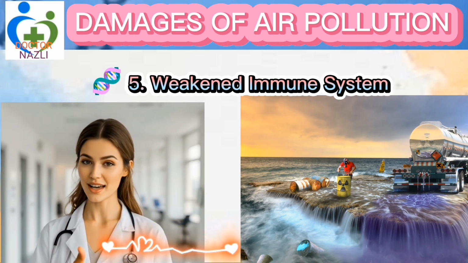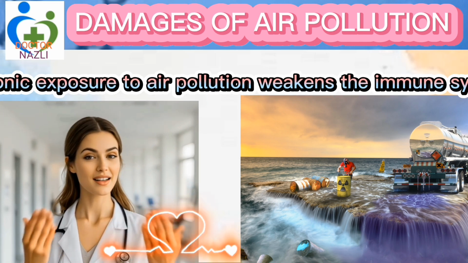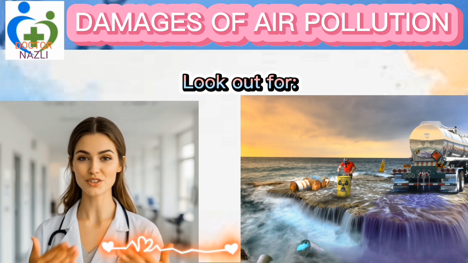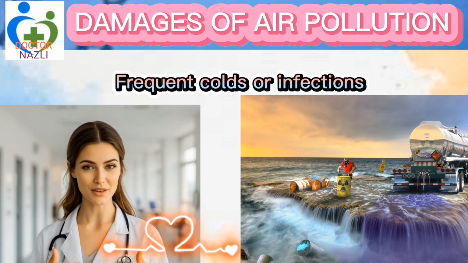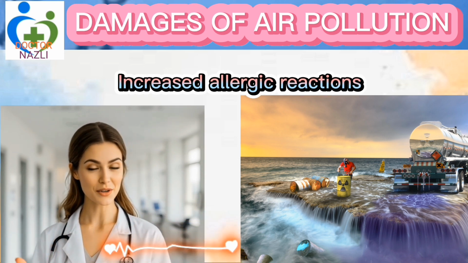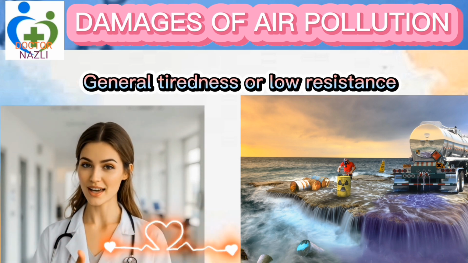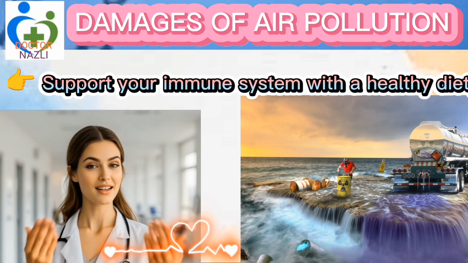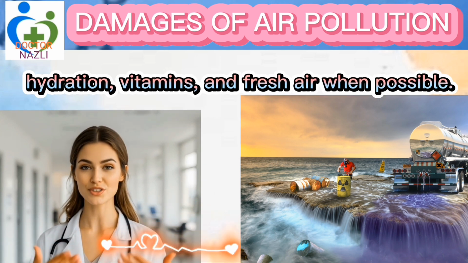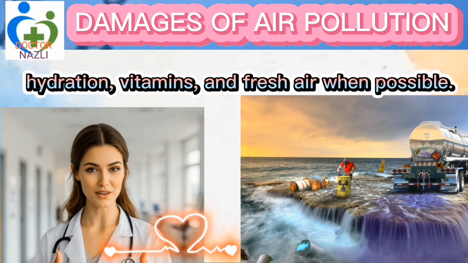5. Weakened immune system. Chronic exposure to air pollution weakens the immune system. Look out for frequent colds or infections, slow wound healing, increased allergic reactions, general tiredness, or low resistance. Support your immune system with a healthy diet, hydration, vitamins, and fresh air when possible.